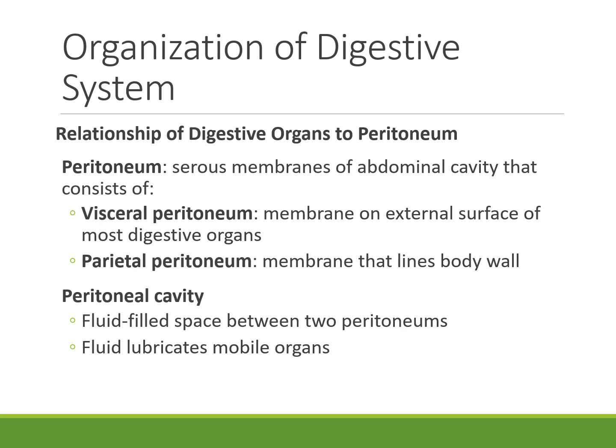So what is the relationship of the digestive organs to the peritoneum? If you remember, the peritoneum was the serous membrane of the abdominal cavity. You had the visceral part that was actually lying on the digestive organs and the parietal portion, which was lining the body cavity or the body wall. And then you had the cavity that was in there, which is the fluid-filled space between those two peritoneums. And the fluid that's in there is what allows the organs to slide around and allows the two sheets of tissue to move past each other, just like we've seen with lots of other serous membranes.